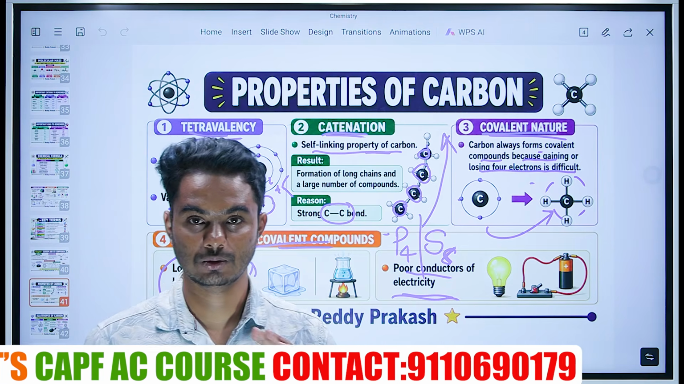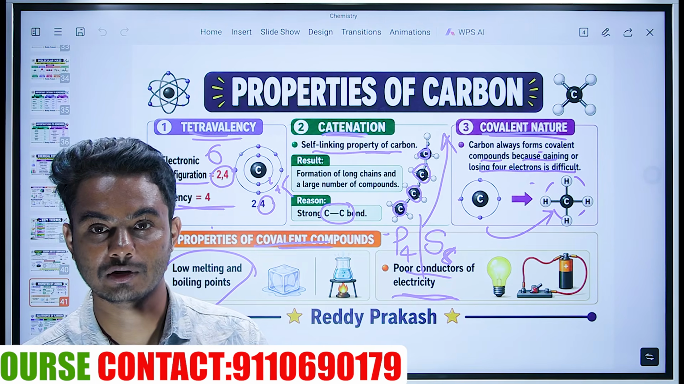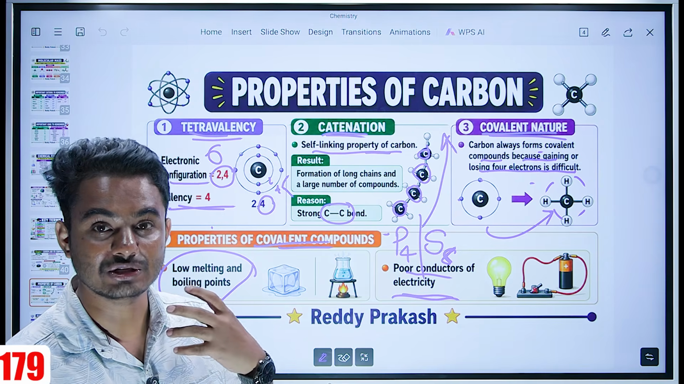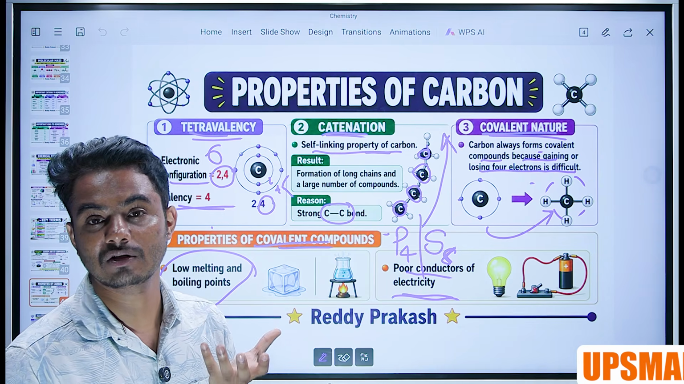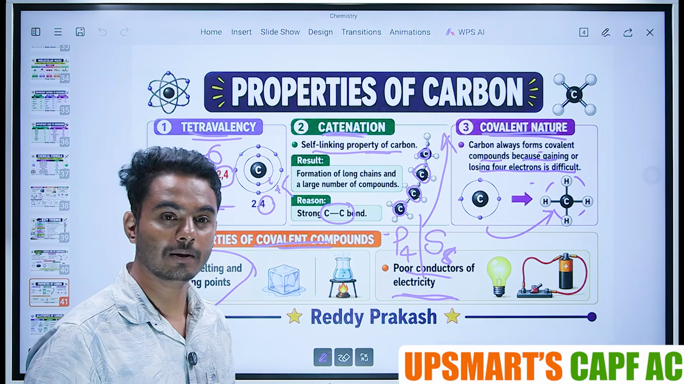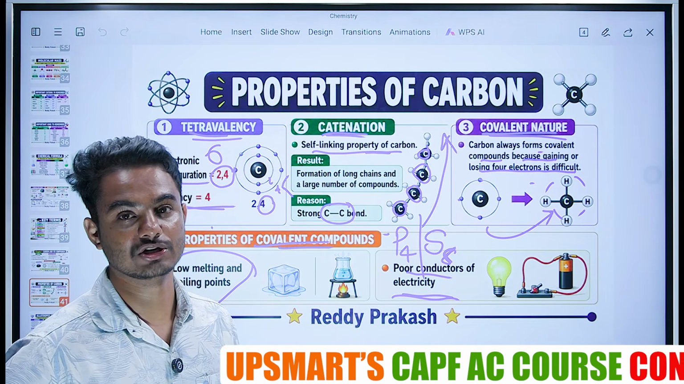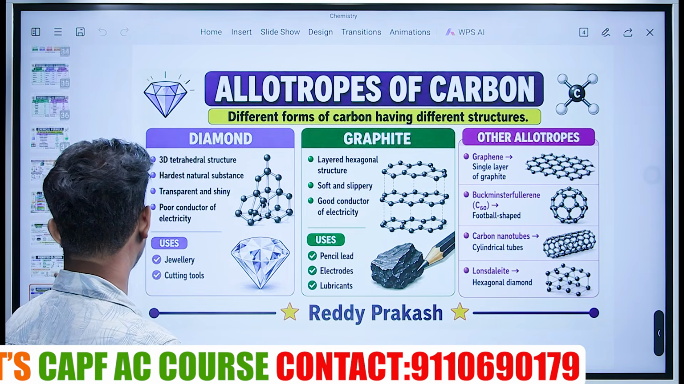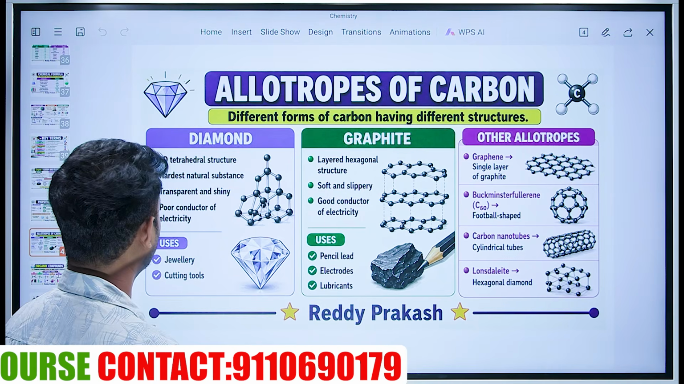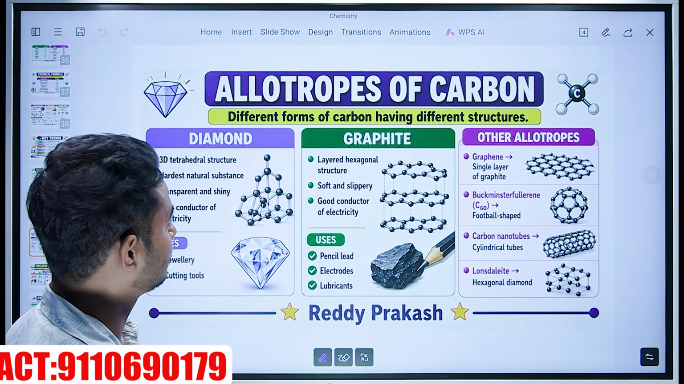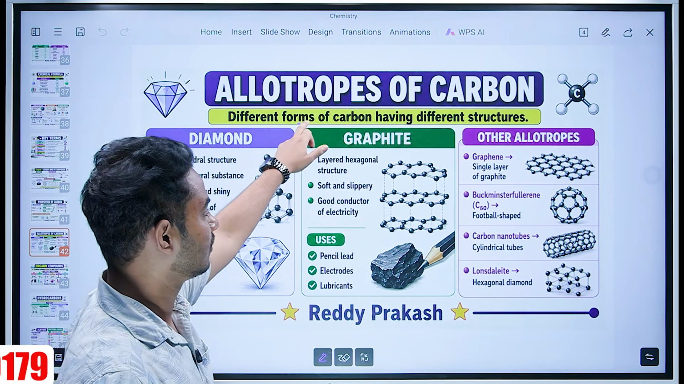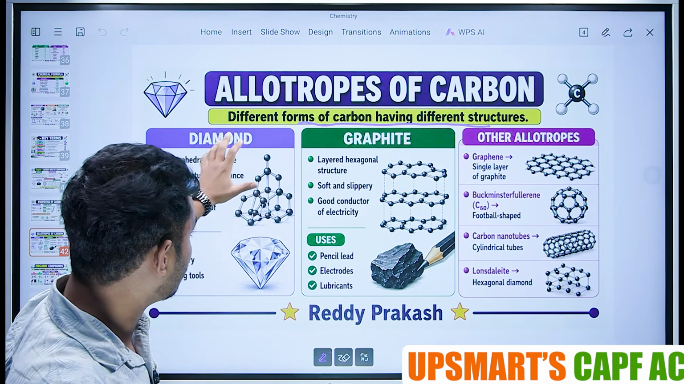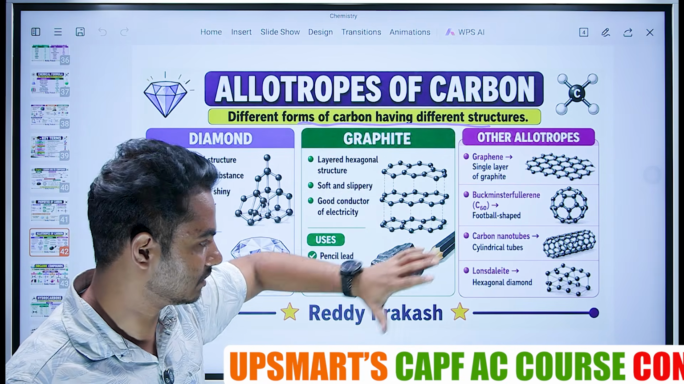Easier. Now we are understanding why carbon is important. Carbon is very important, and it is because of its unique properties, which give it a unique nature for the improvement of human civilization. Next, allotropes of carbon. What are allotropes, sir? Allotropes are different forms of carbon having different structures. These are forms of carbon, but they have different structures.